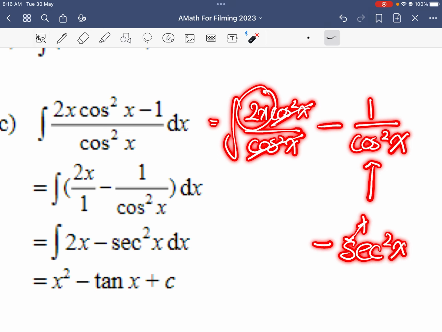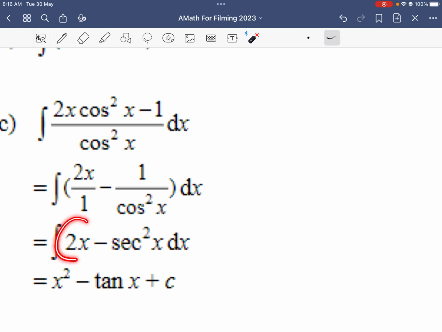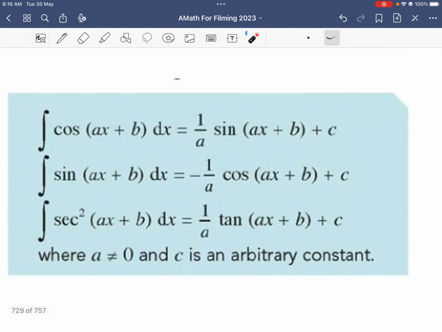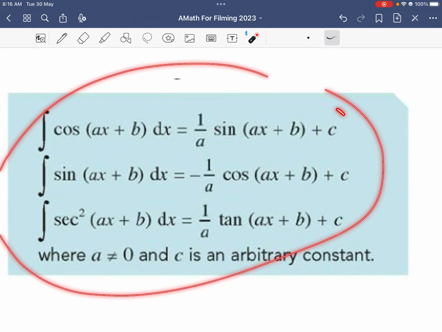Here, this will give you 1 over cosine square x, which is secant square x, as shown here. So integrating 2x, it's 2x squared divided by 2, eliminate the 2, and secant square x integrated will give you tangent x. And this is it for Try 9.